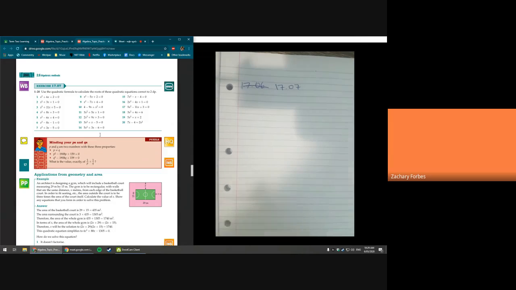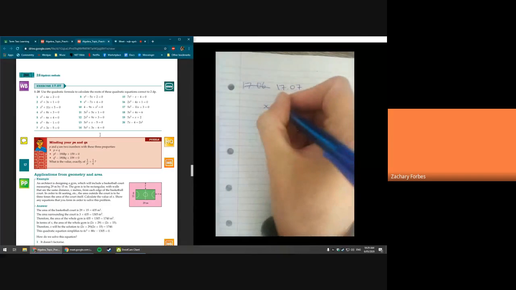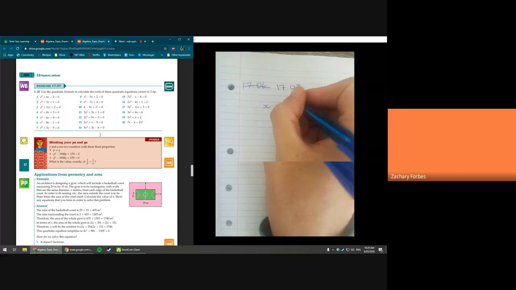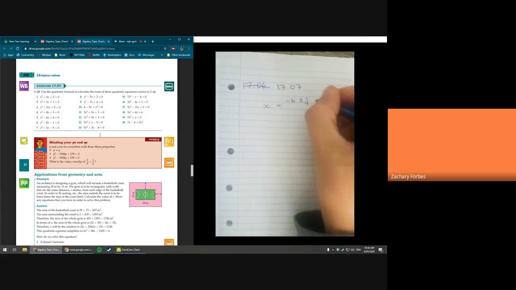Using the quadratic formula, I got my class to memorize this. X equals negative b plus or minus square root b squared minus 4ac divided by 2a.